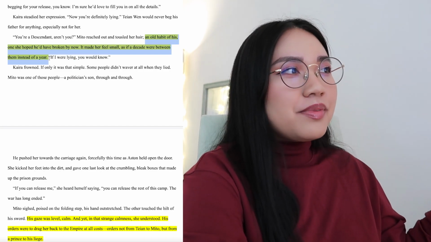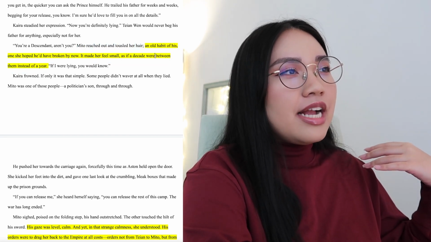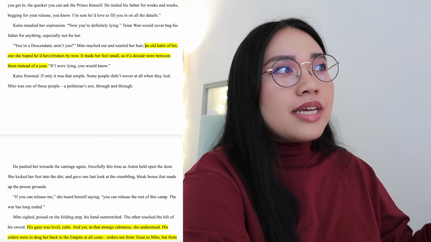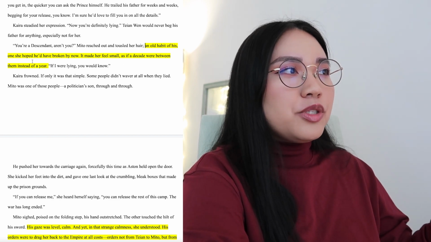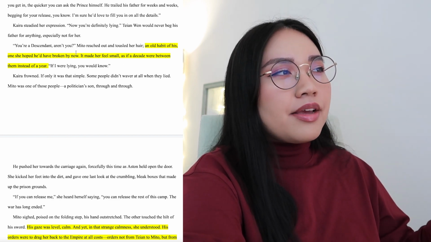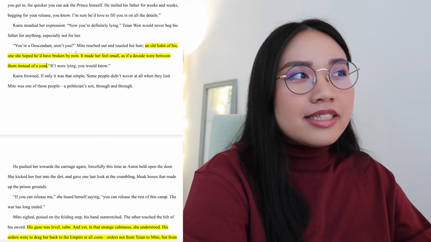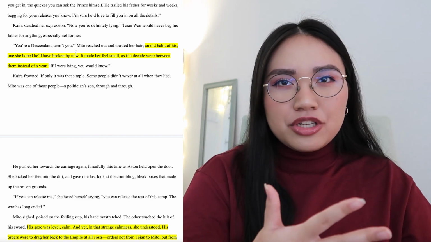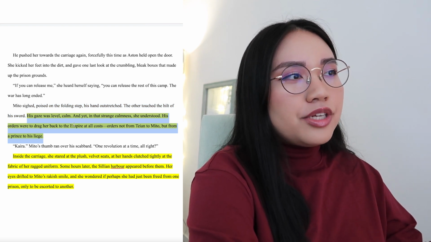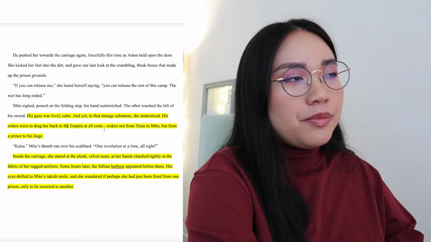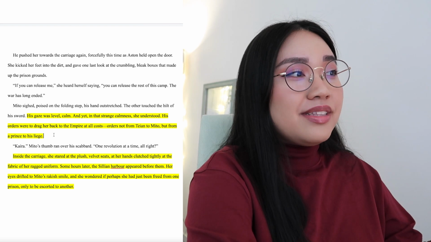Here's another example of something that often comes later on. Here he reaches out and tussles her hair, and then I added in an old habit of his, one she hoped he'd have broken by now. It made her feel small, as if a decade were between them instead of a year. That's the kind of thing where, when I read over the scene, I realize I could add in a little bit more context about their relationship and the fact that they've known each other since they were kids. Similarly here, his gaze was level, calm, and yet in that strange calmness she understood. His orders were to drag her back to the Empire at all costs. Orders not from Tian to Mito, but from a prince to his liege.